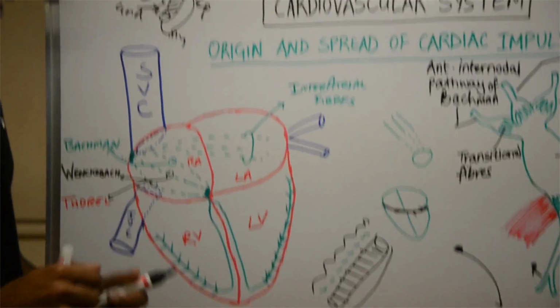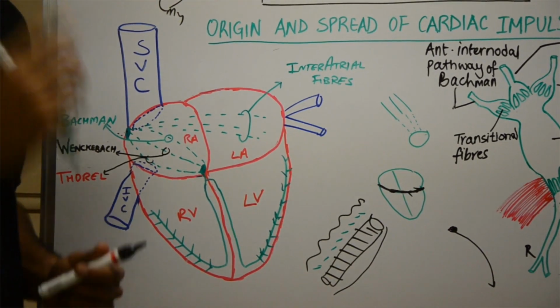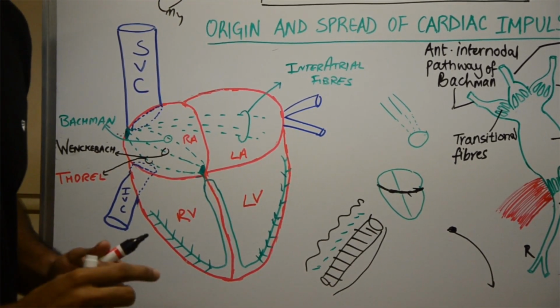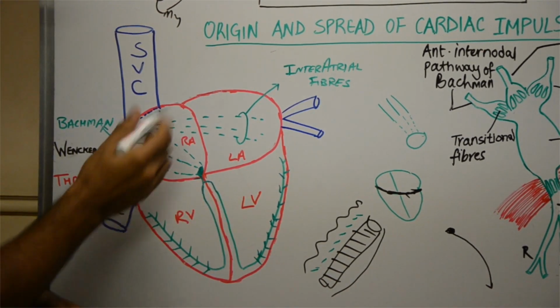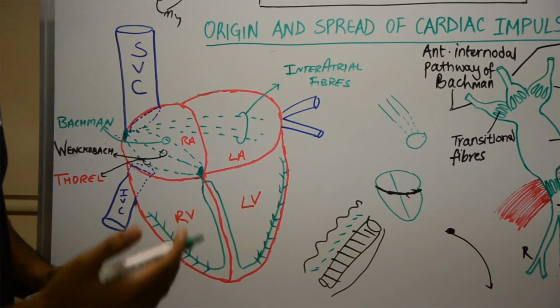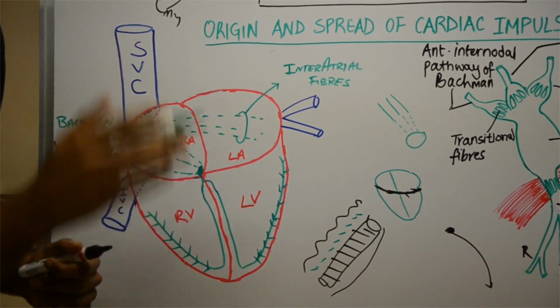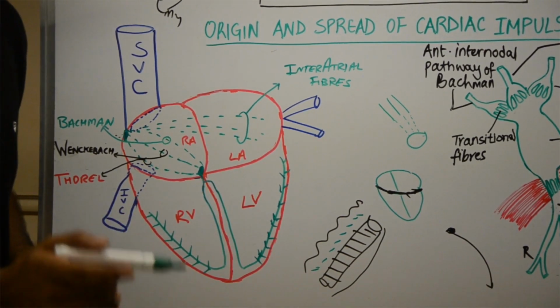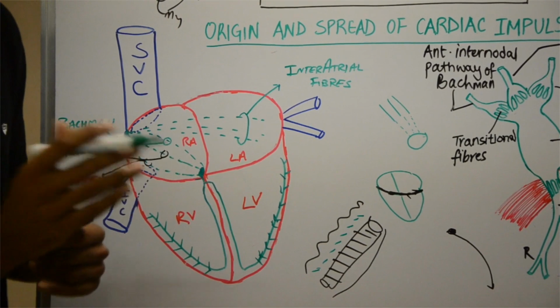Now I introduced the SA node as the pacemaker. What do you mean by pacemaker? Pacemaker means the point or the system from where the impulse originates, right? The part which sets the pace. Now what do you mean by pace? Pace means heart rate and heart rhythm, right? Heart rate and heart rhythm, that is the whole meaning of pace.